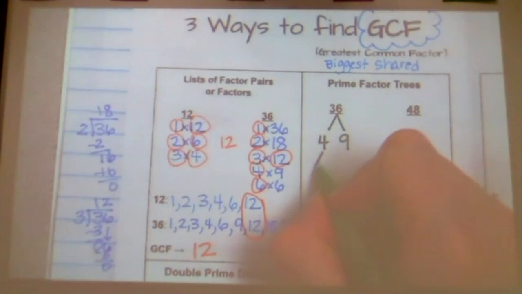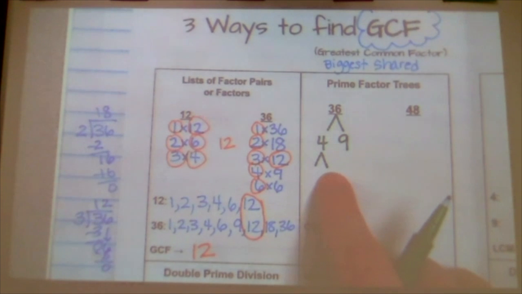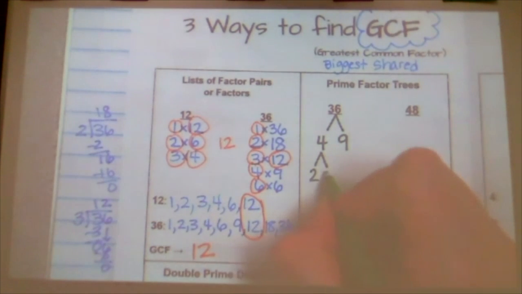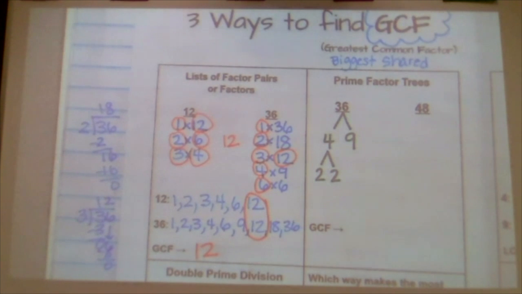Okay, so then I look for 2 more branches off of a number. Now, 4 can be broken down into 2 more factors. I know that a way to make 4 is 2 times 2. The only factor pairs that we don't want on our trees are our 1's facts. We don't ever want 1's for branches.